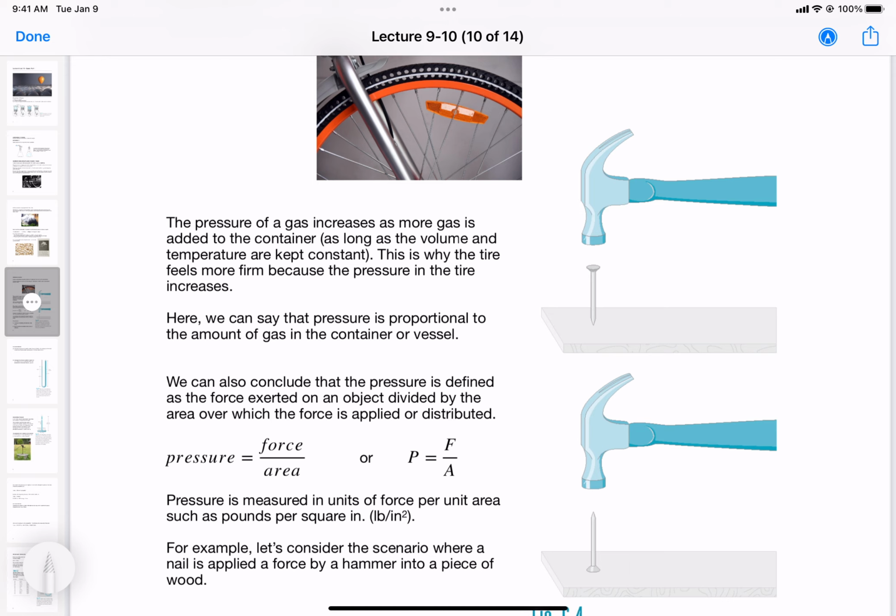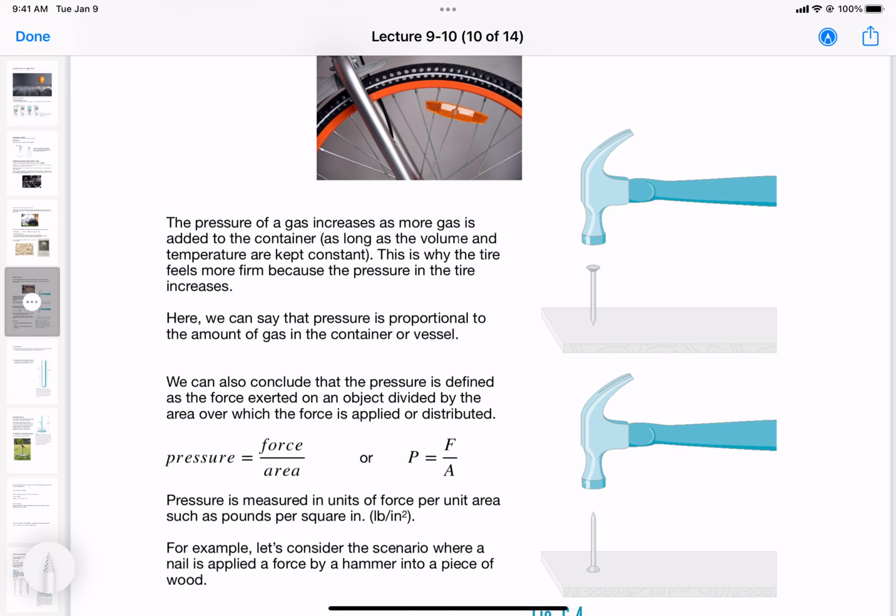For example, a nail is applied a force by a hammer into a piece of plywood, right? You never hammer a nail on its end, on the tip or the point. That's because there's less pressure, so you won't be able to nail two boards together, or connect two fences, or secure a fence in a construction project. So you tend to hit the nail on its head, right?